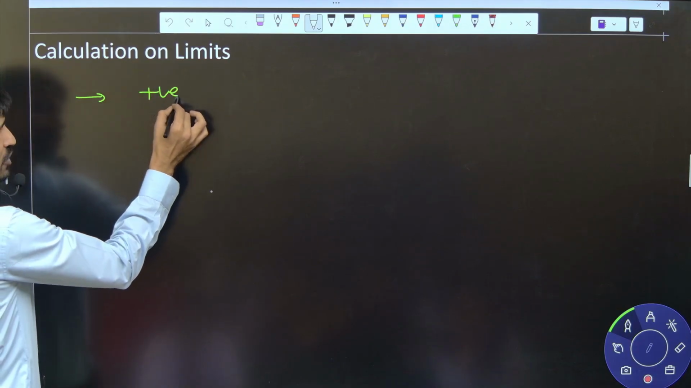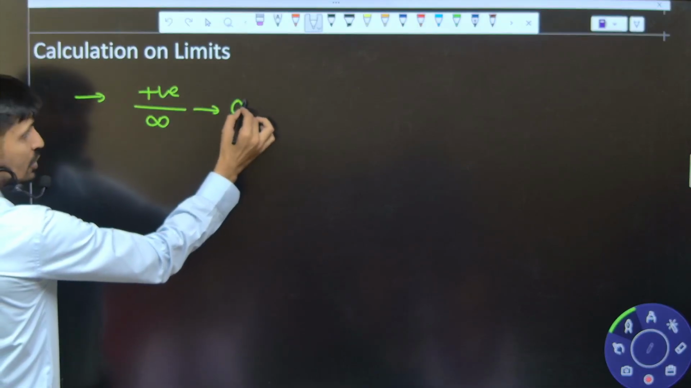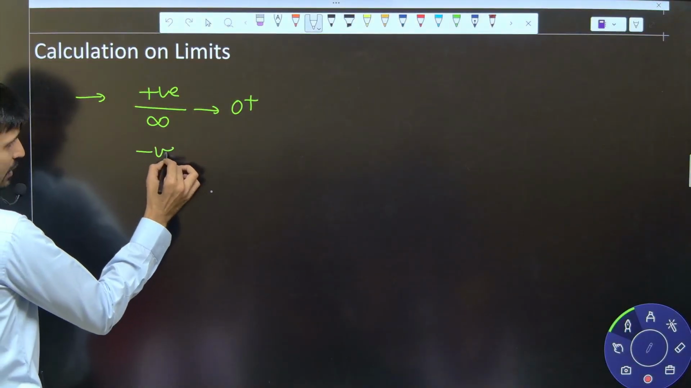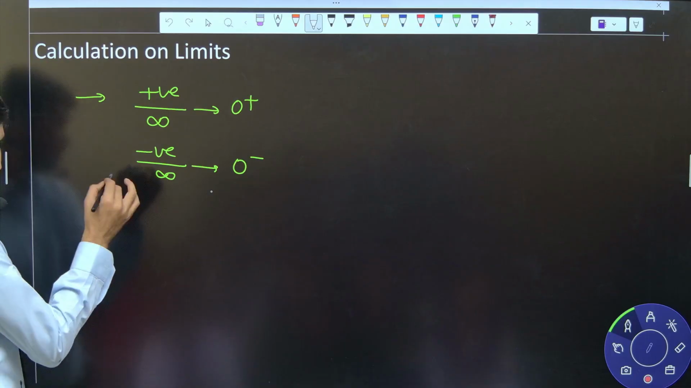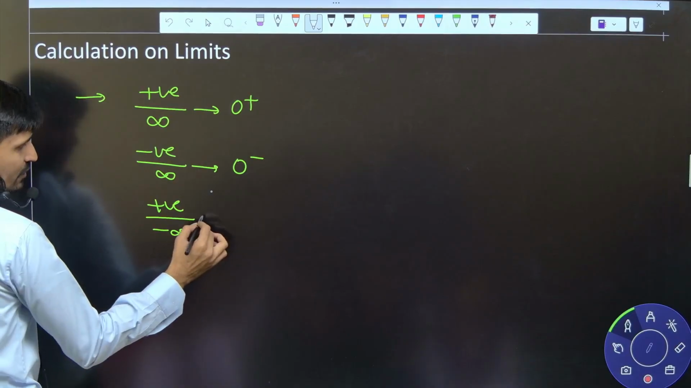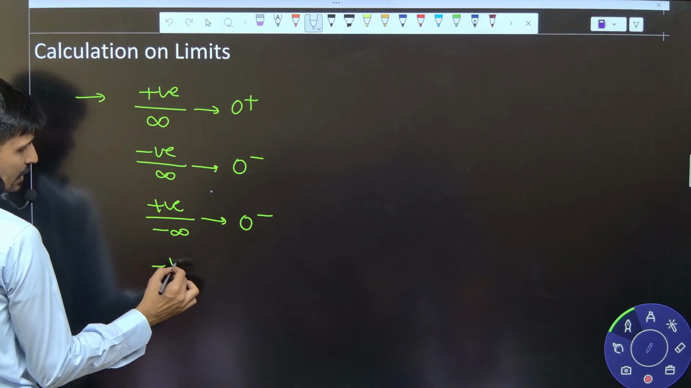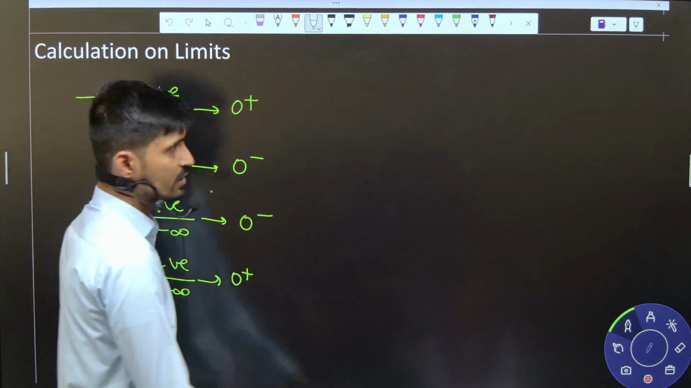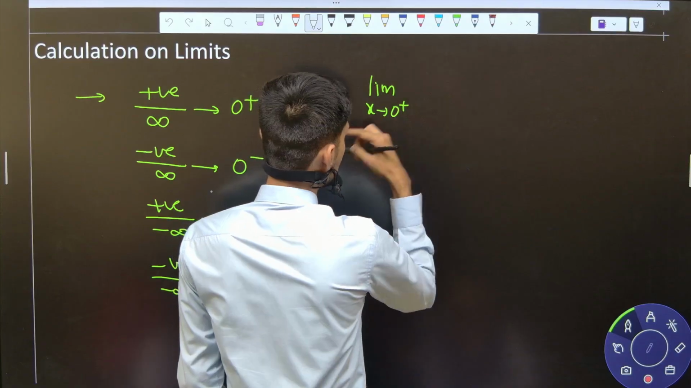Say this. Last calculation. If you have any positive number and you are dividing it by plus infinity, that number will go towards 0 plus. A negative number, if you are dividing by plus infinity, that number will go towards 0 minus. Just think, only the sign change is required. A positive number divided by minus infinity, where will it go? 0 minus. And again, a negative number divided by minus infinity, where will it go? 0 plus.